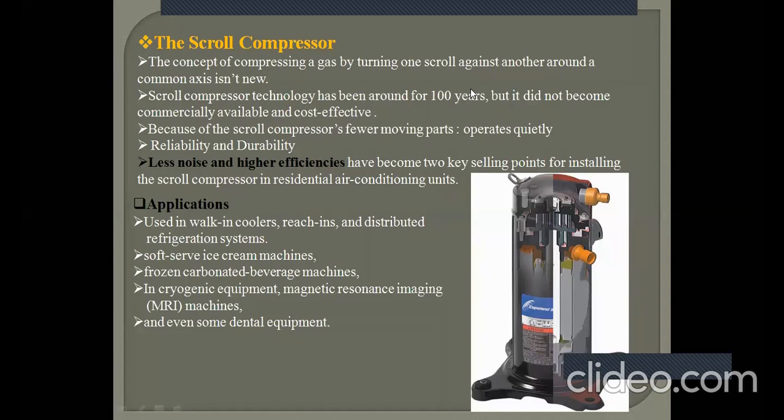As I told you, they are used in walk-in coolers, distributed refrigeration systems, service ice cream machines, frozen carbonated beverage machines, in cryogenics, also in magnetic resonance imaging (MRI) machines, or in some dental applications. So in small refrigeration applications, the scroll compressors are now gaining popularity.